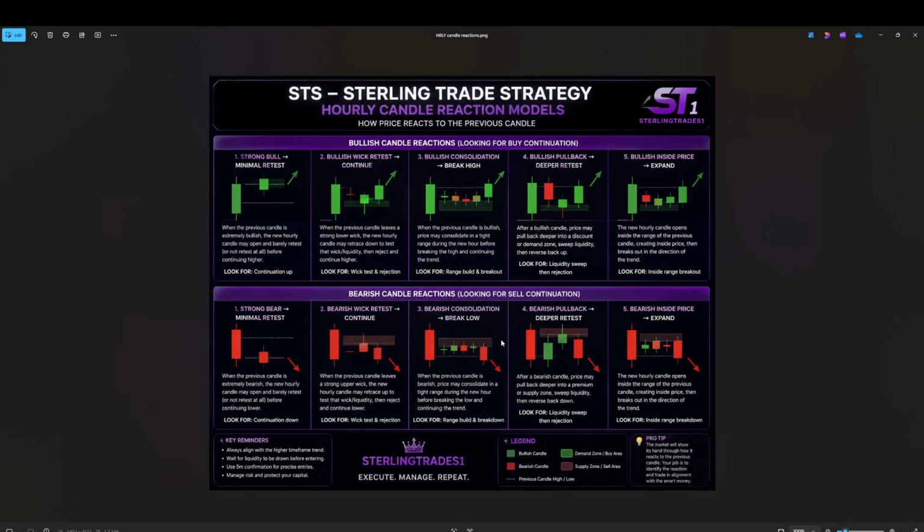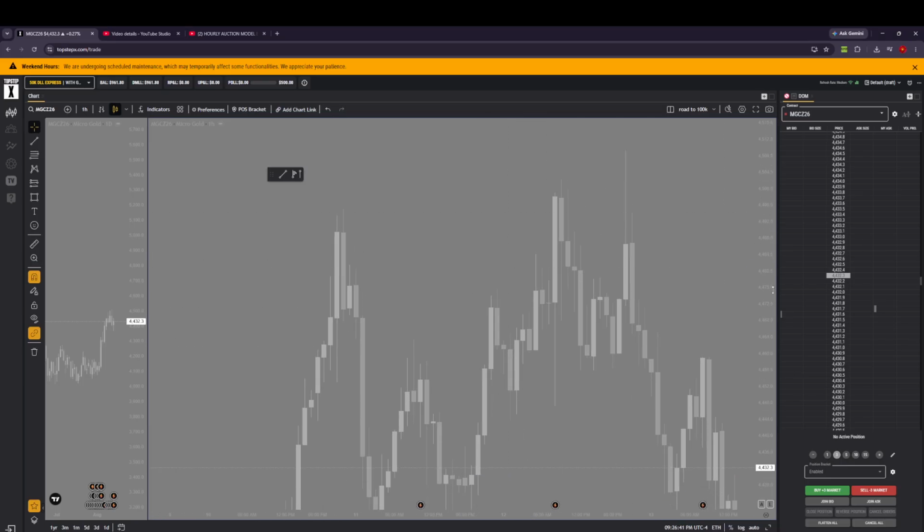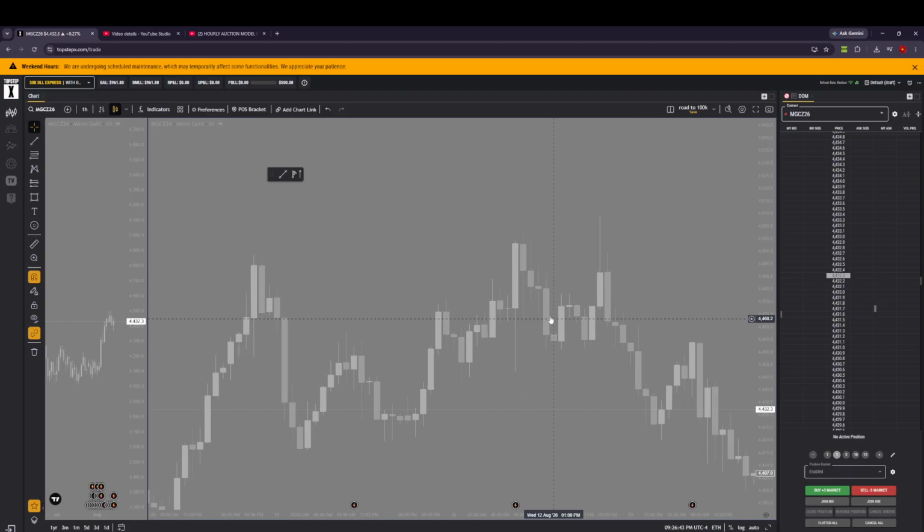All right, what's next? Bearish consolidation break window. When the previous candle is bearish, price may consolidate in a tight range during the new hour before breaking the low and continuing the trend. Let's see an example of this.